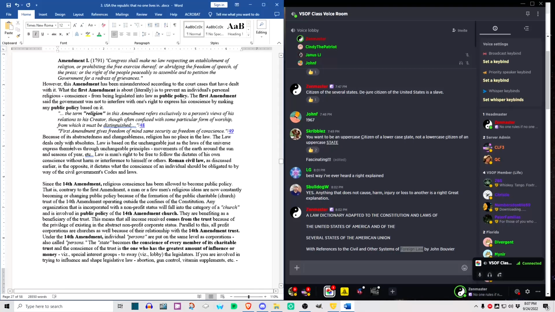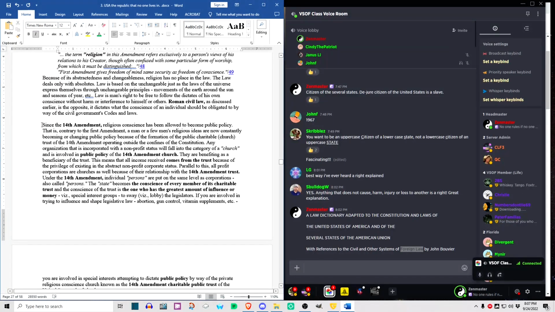To continue here. So since the 14th Amendment, religious conscience has been allowed to become public policy. That is, contrary to the First Amendment, a man or a few men's religious ideas are now consistently becoming or changing public policy because of the formation of the Public Charitable Trust, Church Trust, of the 14th Amendment operating outside the confines of the Constitution. Any organization that is incorporated with a nonprofit status will fall into the category of a church and is involved in public policy of the 14th Amendment Church. They are benefiting as a beneficiary of the trust. This means that all income received from the trust, because of the privilege of existing in the abstract nonprofit corporate status. Parallel to this, all profit corporations are churches, as well because of their relationship with the 14th Amendment Trust.